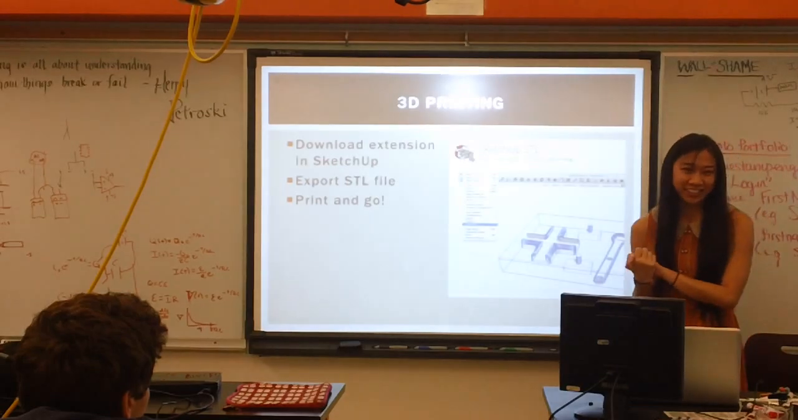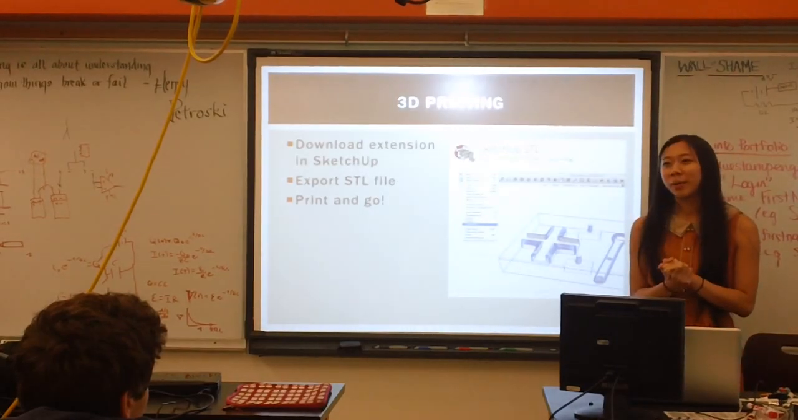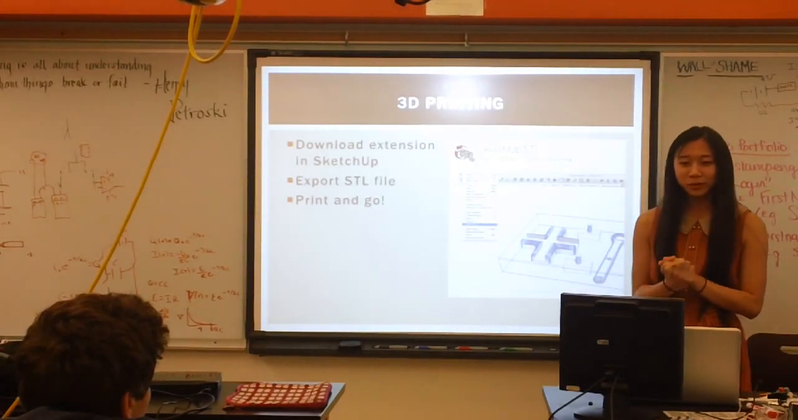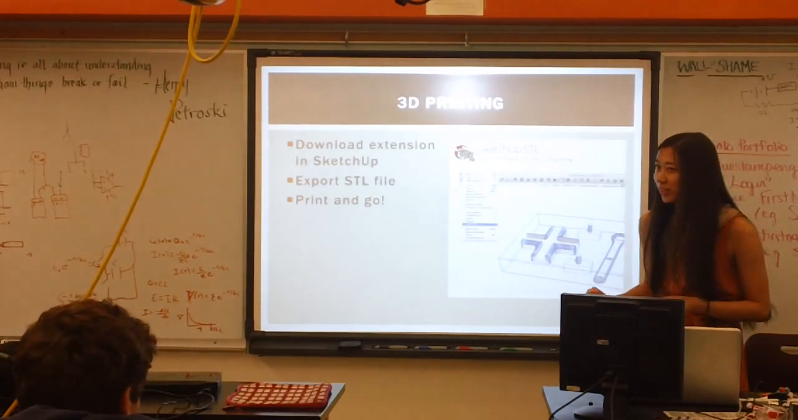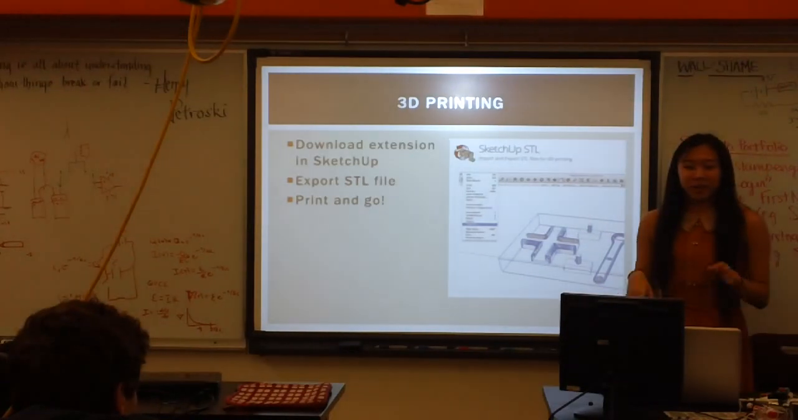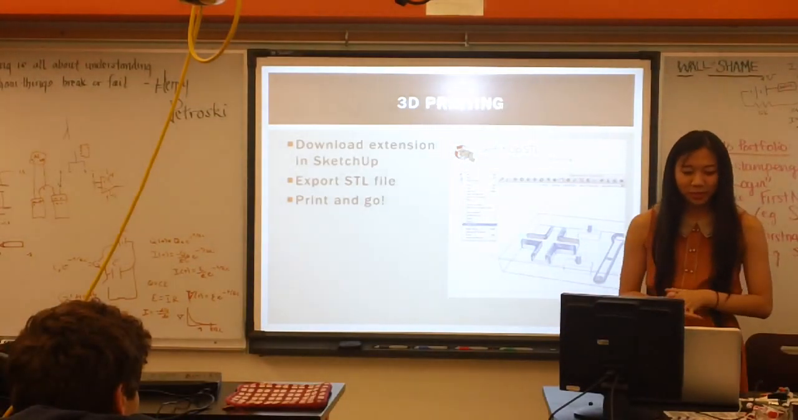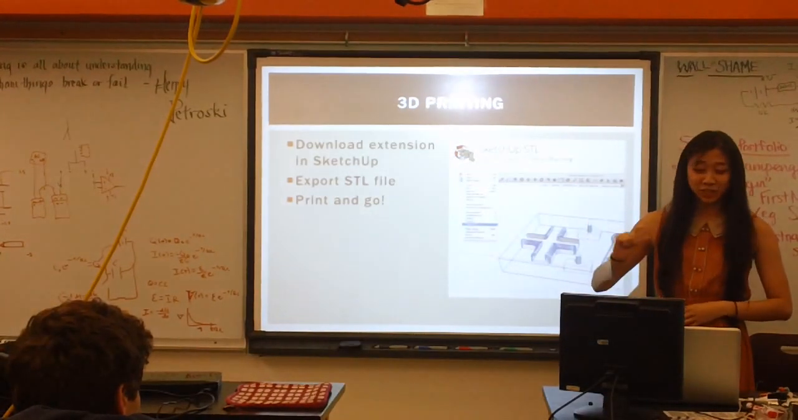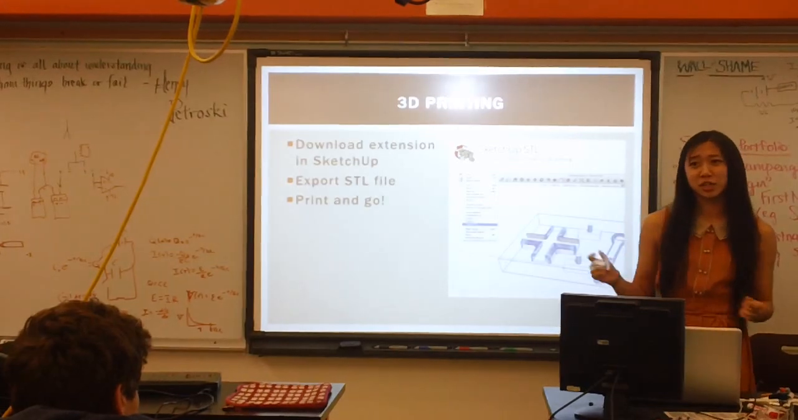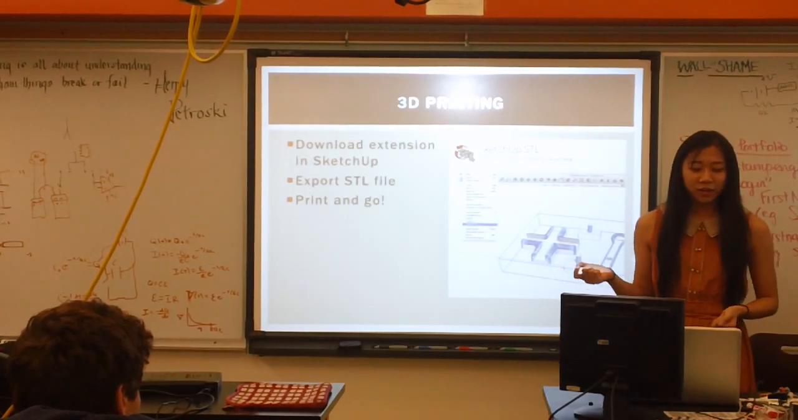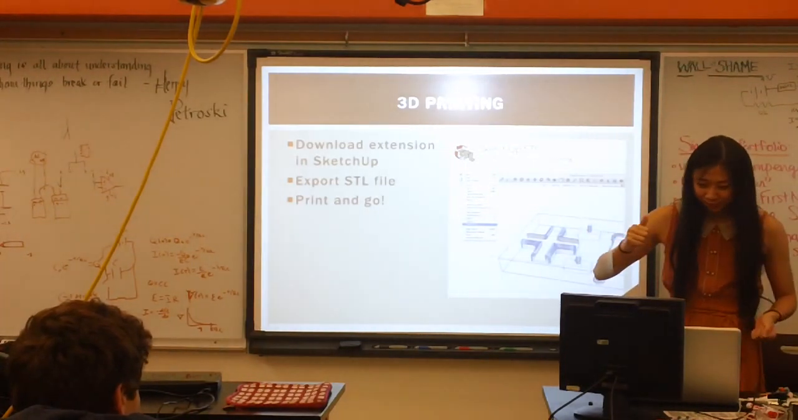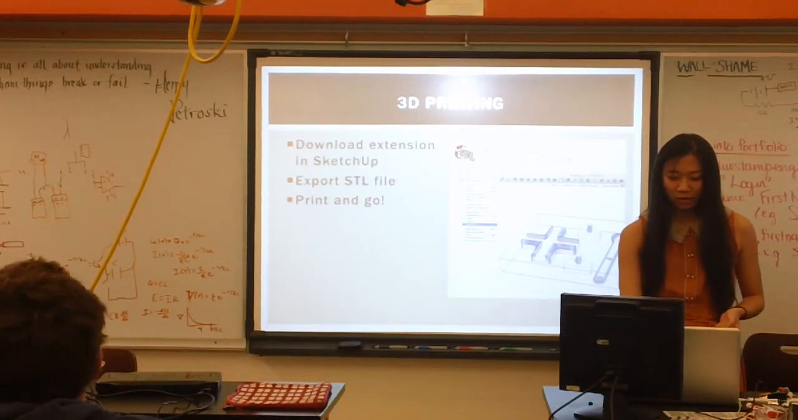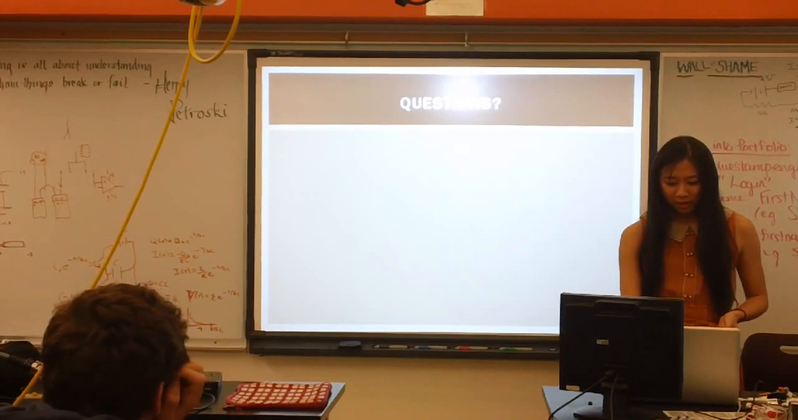And finally, something to note is that the MakerBot Replicator 2 only takes in certain file types, and the file type that automatically gets created in Sketchup isn't supported by the MakerBot, so you actually have to download an extension. I think it's called Sketchup STL, and then you export something called an STL file, and then you can print and go. And so I'll go through that in more detail soon.